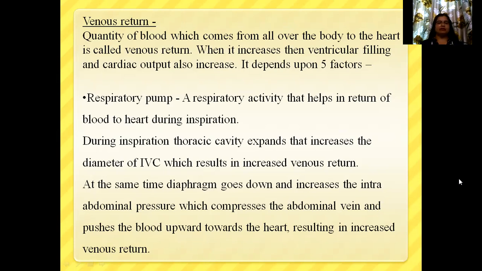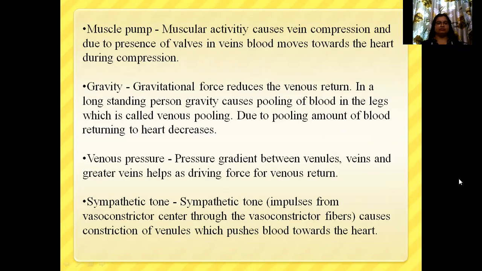First is the respiratory pump, a respiratory activity that helps in return of blood to the heart during inspiration. During inspiration, the thoracic cavity expands, which increases the diameter of the inferior vena cava, resulting in increased venous return. At the same time, the diaphragm goes down and increases the intra-abdominal pressure, which compresses the abdominal veins and pushes the blood upwards towards the heart, resulting in increased venous return.